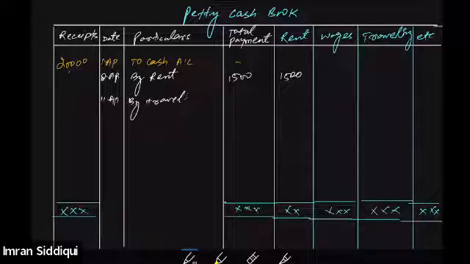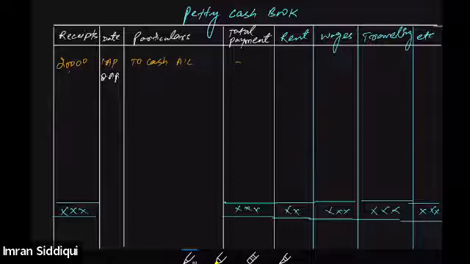I'm sure you understood this. All you need to understand here is that apart from the columns of receipt, date, particulars, and total payment, we need to make a separate column for each and every type of expense we have incurred. If we have paid rent, wages, traveling expense, or any other expense, we need to make a separate column for that as well. I hope this is clear, everybody. Yes or no?